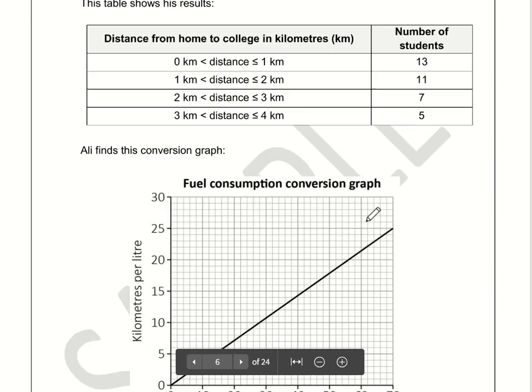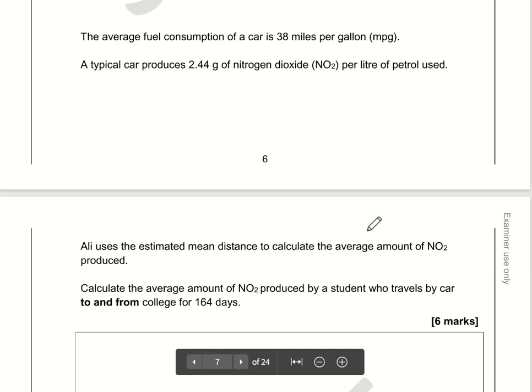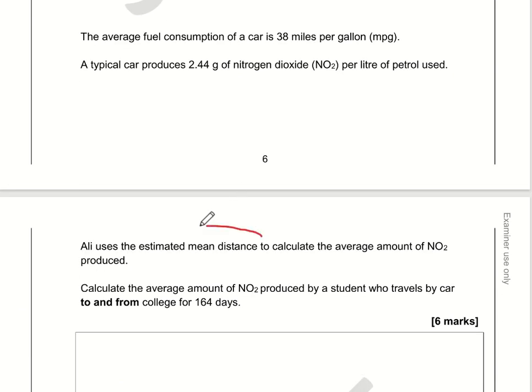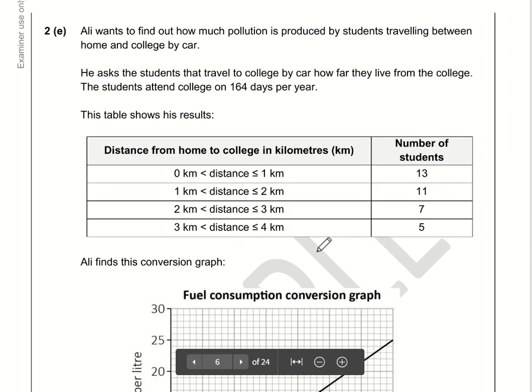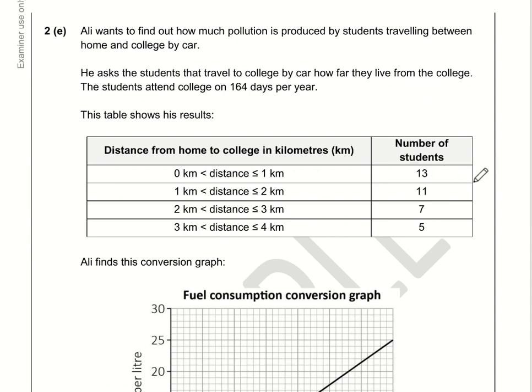Okay, so this is quite a complicated question, lots of bits and pieces, but the first thing it's saying is to use the estimated mean distance. So this is what we need to use here. Unfortunately, they've really not given us much space here. We know that 13 students travel between 0 to 1 kilometre. These 13 students might live 1 centimetre away from school, or they might all live 1 kilometre away. So what we're going to do is assume that they all live at the midpoint between 0 and 1, which is 0.5. 1.5, 2.5 and 3.5.